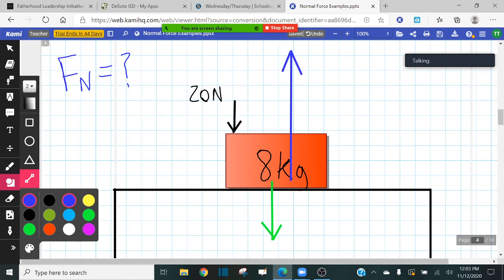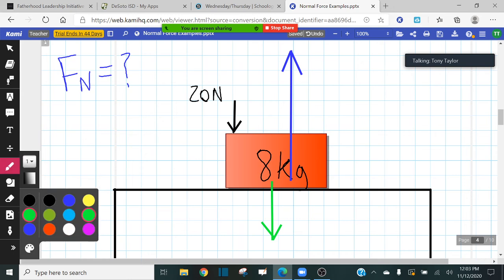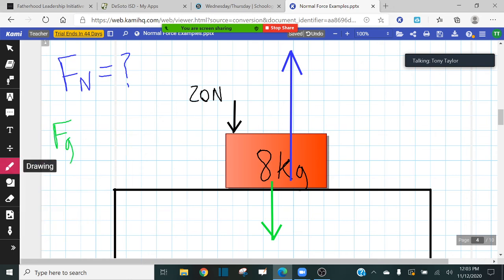Okay. Now let's first figure out the force of gravity first. So remember, the equation for the force of gravity is equal to mass times 10. Okay. So if this block here is 8 kilograms, that means 80 newtons of force represents the force of gravity. And obviously that would be a negative because it's going downward. Okay.